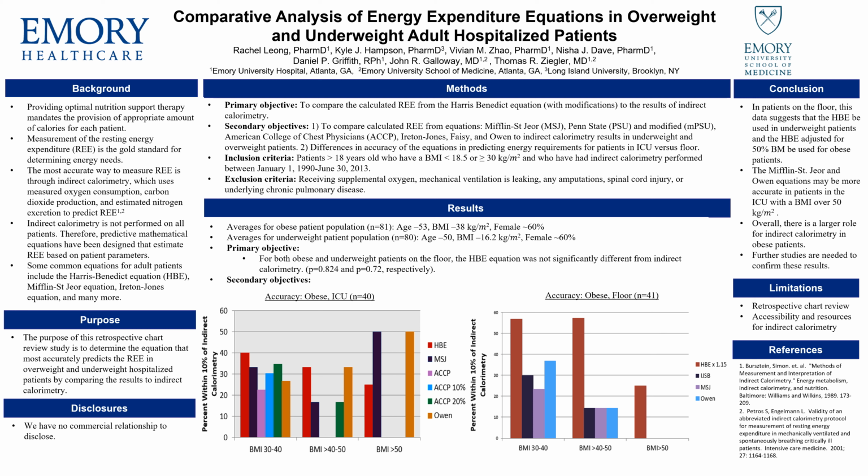So in conclusion, in patients on the floor, this data suggested that the HBE be used in underweight patients and the HBE adjusted for 50% BM be used for obese patients. The Mifflin-St. Jeor and Owen equations may be more accurate in patients in the ICU with a BMI over 50. And overall, there is a large role for indirect calorimetry in obese patients. Further studies are needed to confirm these results.